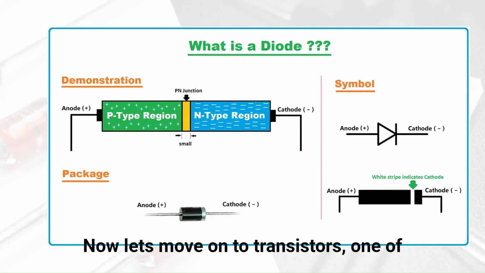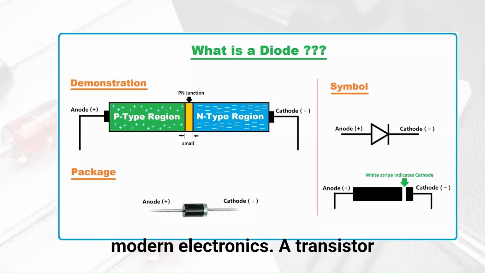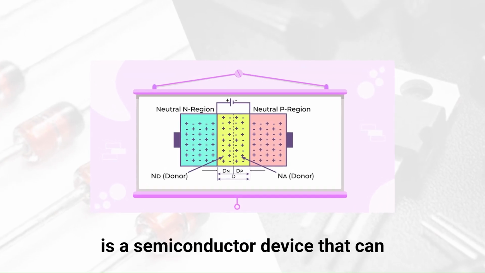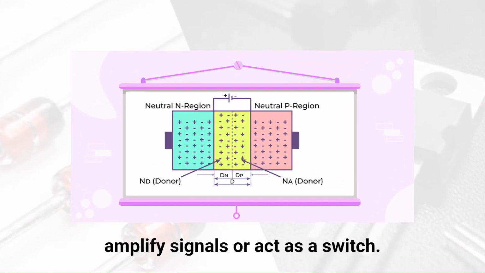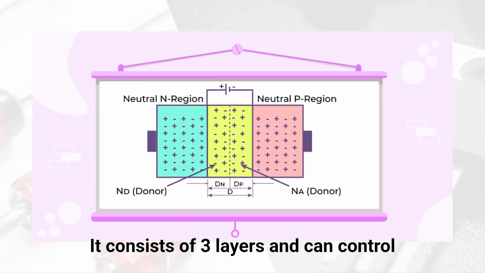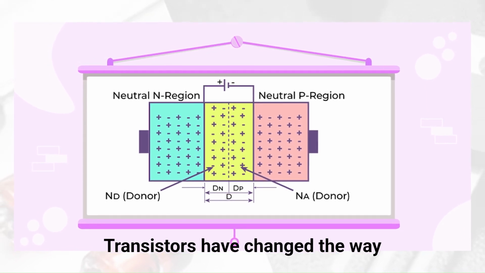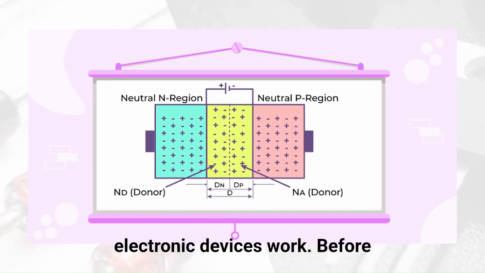Now, let's move on to transistors, one of the most revolutionary inventions in modern electronics. A transistor is a semiconductor device that can amplify signals or act as a switch. It consists of 3 layers and can control the flow of current in a circuit. Transistors have changed the way electronic devices work.